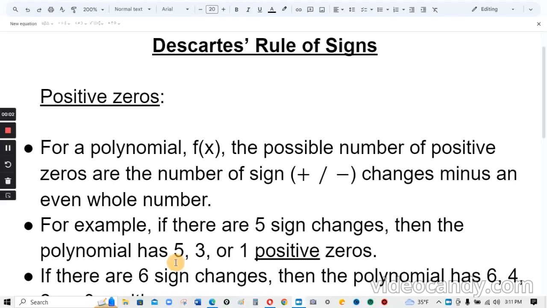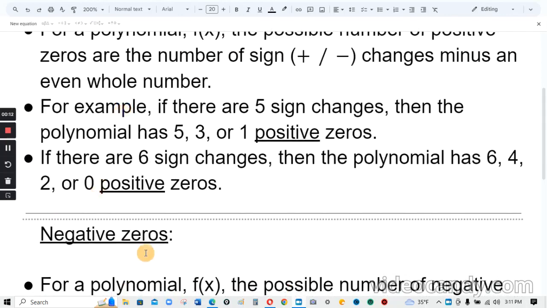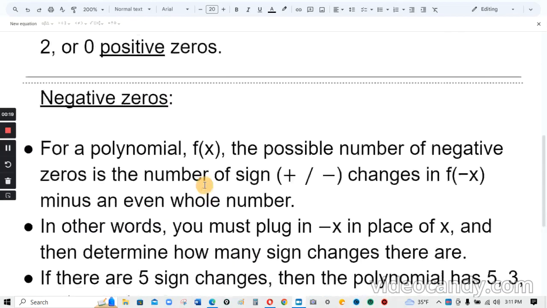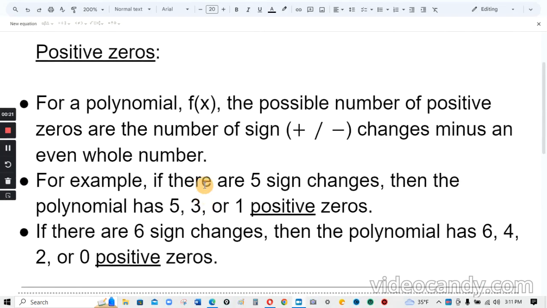Okay, continuing on with Chapter 7, this will be Descartes' rule of signs. And this is the way to determine the number of positive zeros and negative zeros in a polynomial f of x. Okay, so it's a little wordy, but it's actually pretty simple once you see the examples.